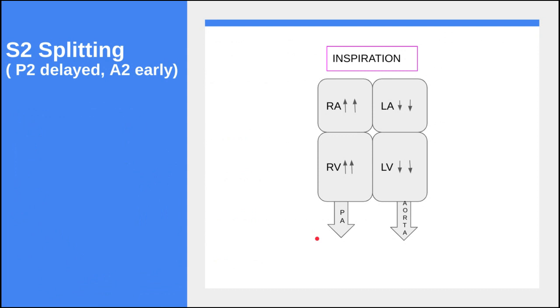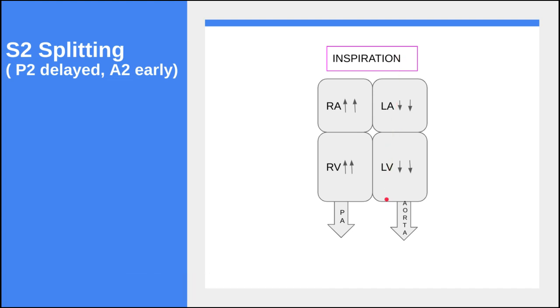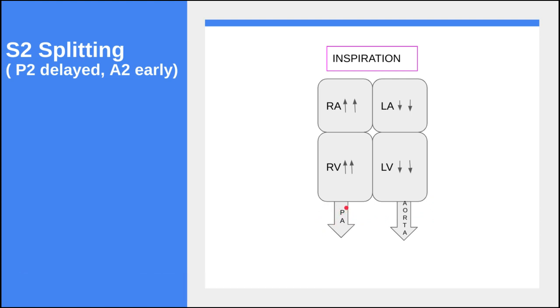Now, splitting of S2. As discussed previously, in inspiration, venous return increases in the right side of the heart, and pooling of blood in the lungs leads to decreased return of oxygenated blood to the left side of the heart. So A2 comes early and P2 will be delayed more in inspiration in comparison to expiration. So the second heart sound has two components. First is A2 and then P2.